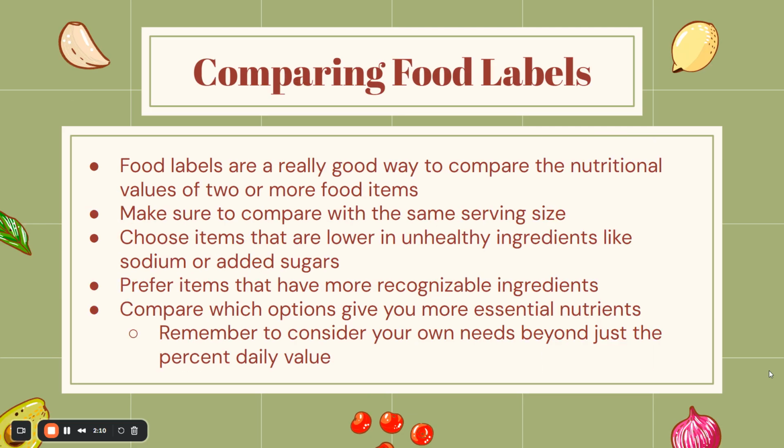Now let's talk about comparing food labels. Food labels are a really good way to compare the nutritional values of 2 or more food items. But you gotta make sure to compare with the same serving size. Be sure to choose items that are lower in unhealthy ingredients like sodium or added sugars, and prefer items that have more recognizable ingredients. And finally, be sure to compare which options give you more essential nutrients, as you have to consider your own needs before just the percentage daily value.